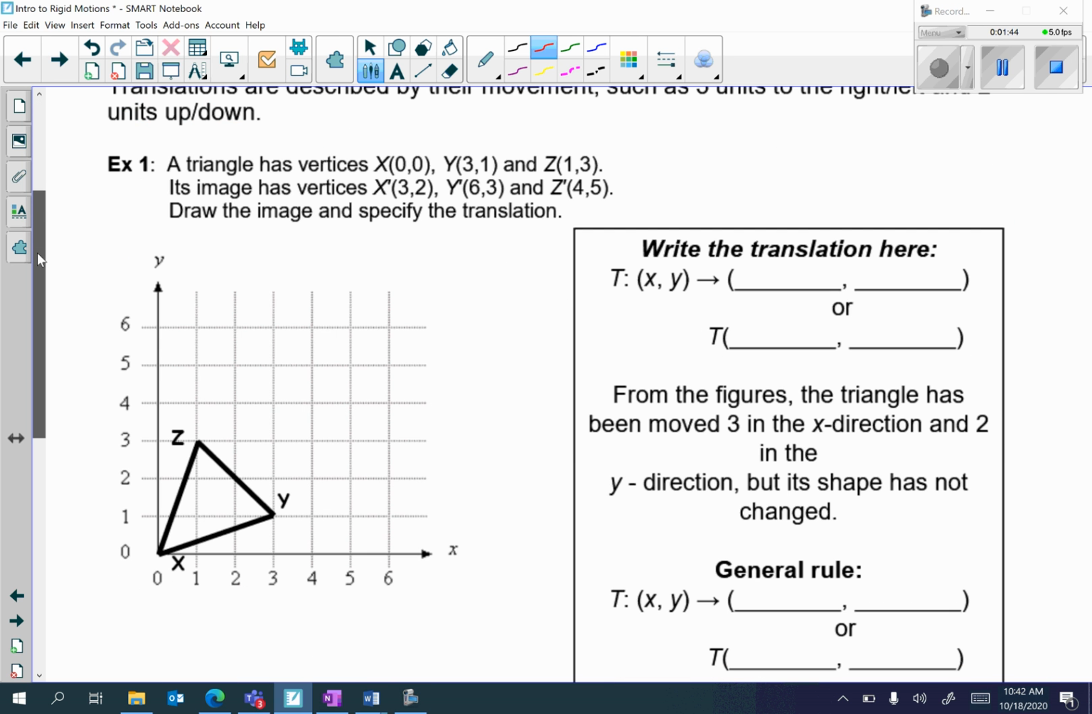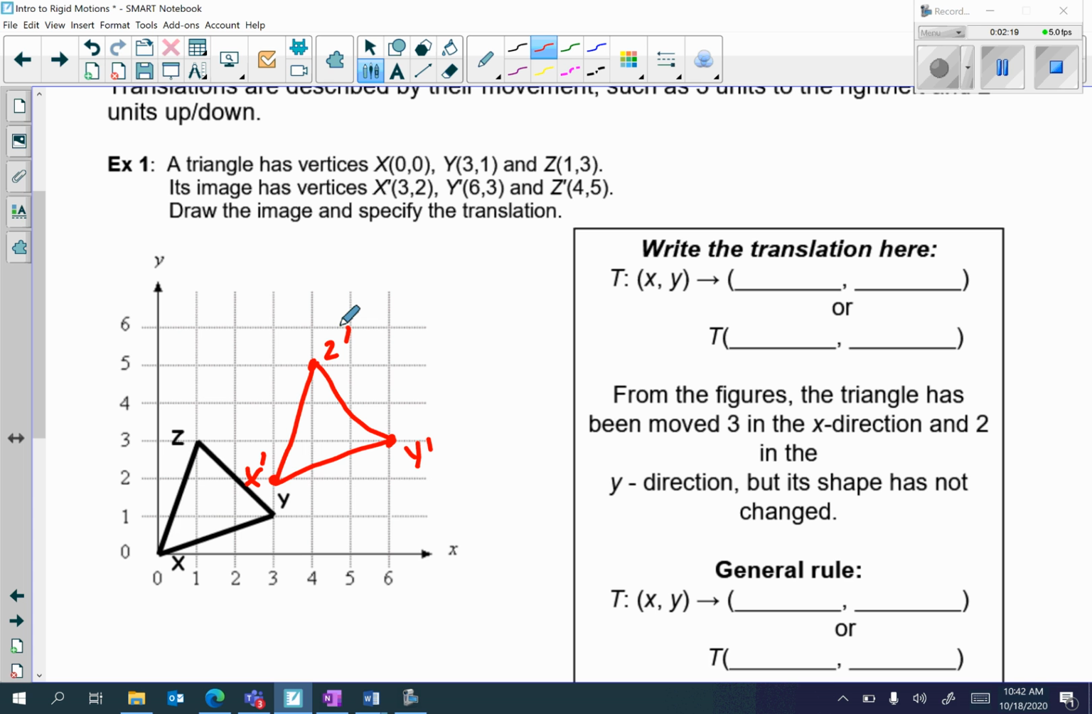Here we have an example. Triangle XYZ has vertices X (0, 0), Y (3, 1), and Z (1, 3). Its image has vertices X prime, which is (3, 2). So let's graph this. Label it X prime. Y prime, which is (6, 3). And Z prime, which is (4, 5). Draw the image and specify the translation.